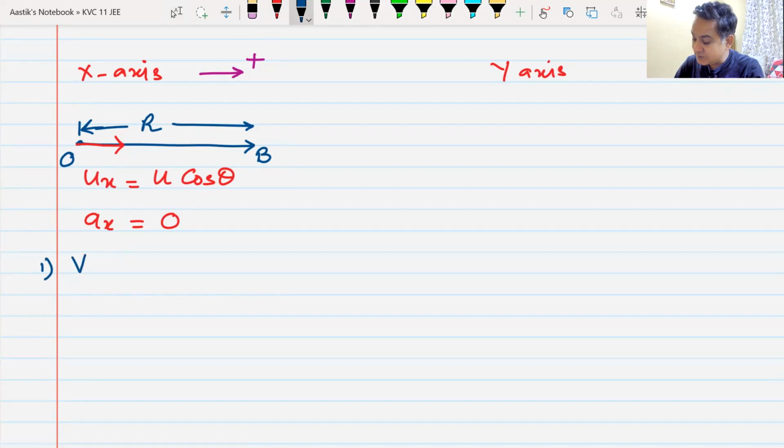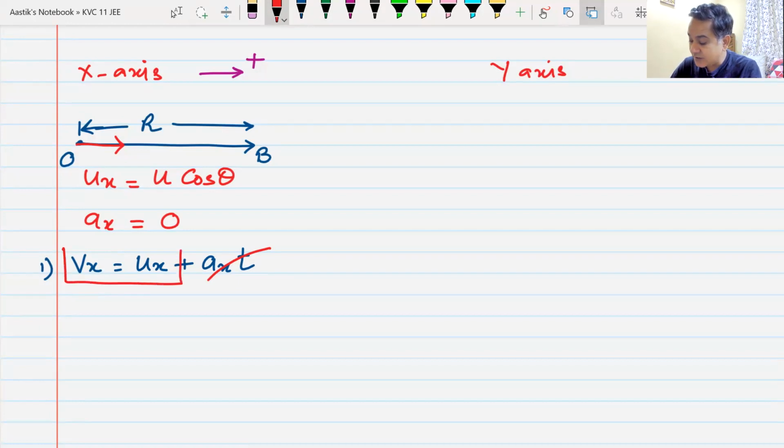The first equation will be final velocity at any point, Vx, will be equal to ux plus ax multiplied by time. We know that there is no acceleration, so final velocity along x at any point will be the same as initial velocity along x, and initial velocity along x is u cos theta. Do we understand this? Yes or no? That is the first equation that you can make. Remember, the equations are the same. We're just using them along x and y.